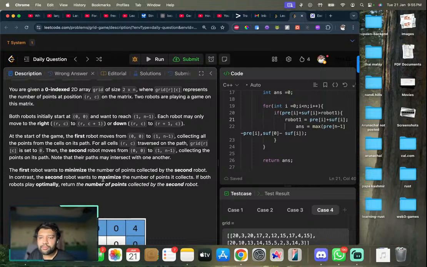The first robot wants to minimize the number of points collected by the second robot. In contrast, the second robot wants to maximize the number of points it collects. Cool.